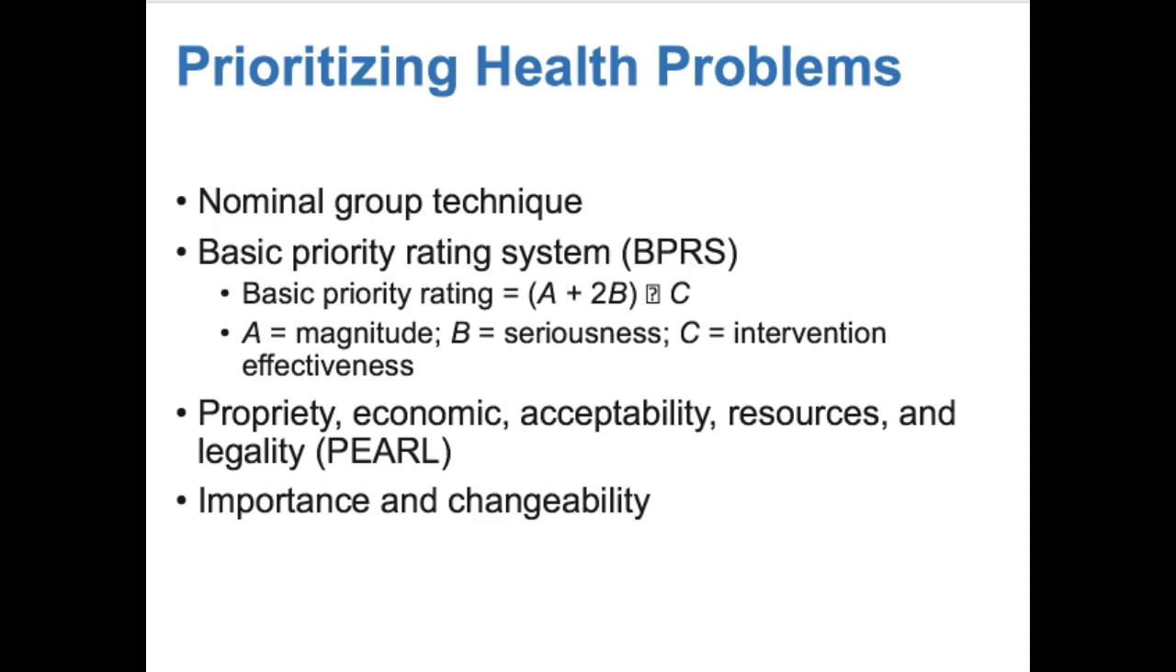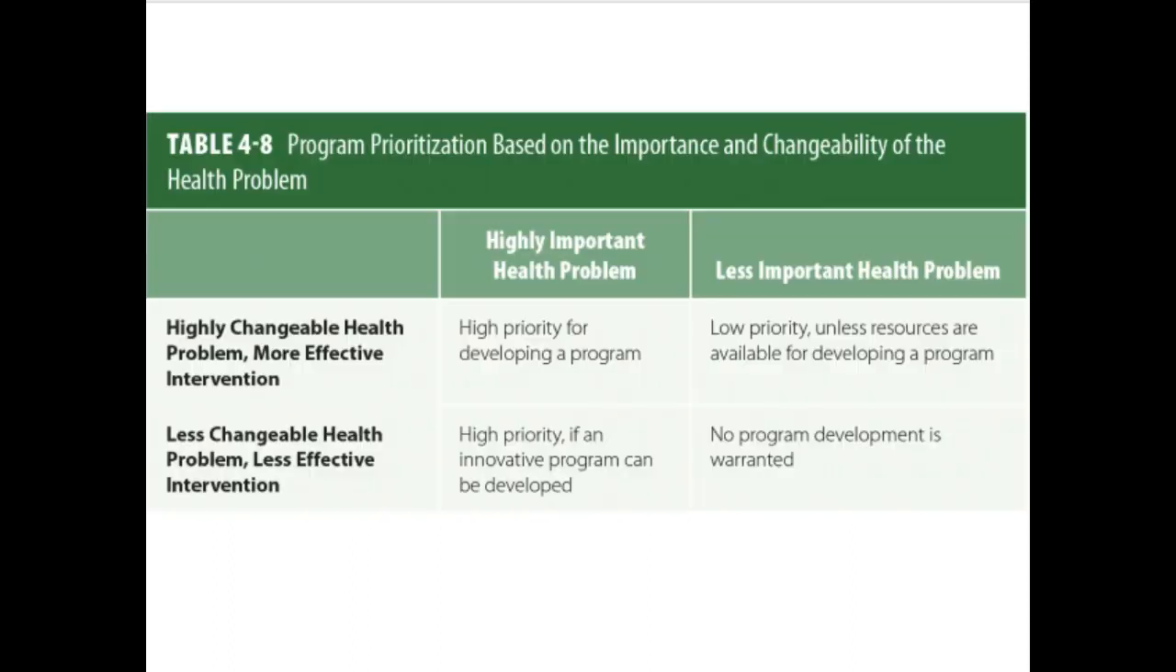Lastly, a program can be prioritized based on the importance and changeability of the health outcome. The table shown here outlines how to prioritize a health problem based on the importance and changeability. As you can see, the health problems that are highly important and have an effective intervention are the highest priority, shown in the upper left box. An example of a highly important health problem with a very effective intervention is HIV and antiretroviral medications, which can now result in people being undetectable and the virus being untransmissible.